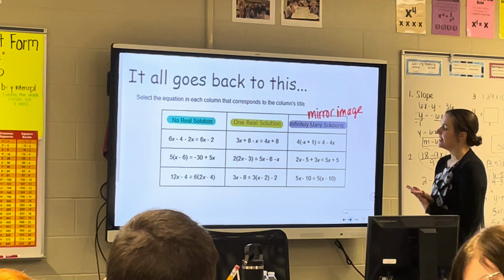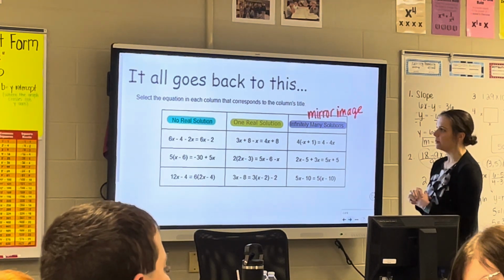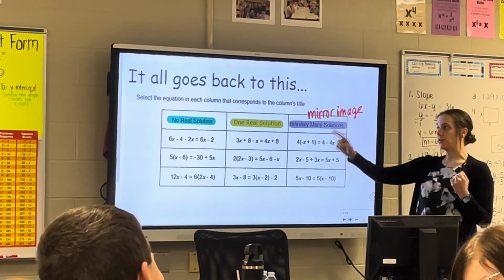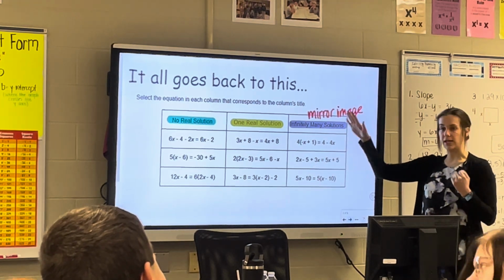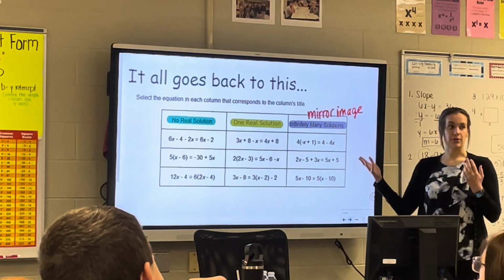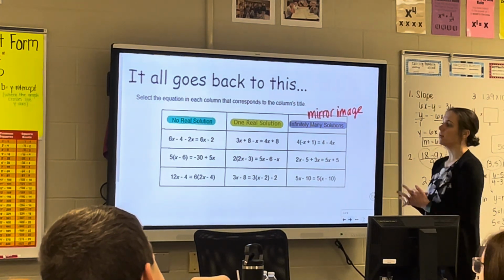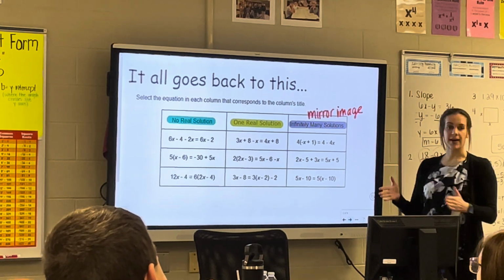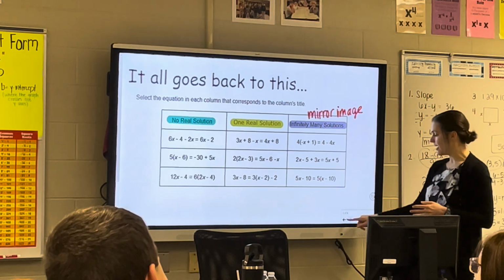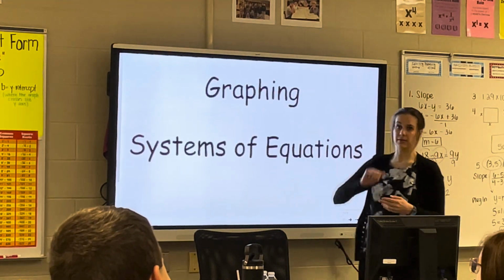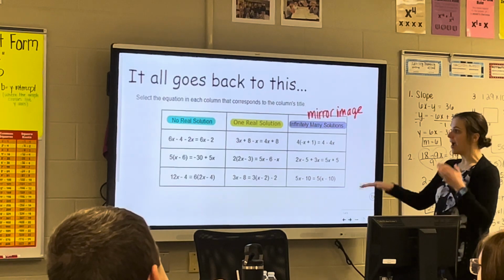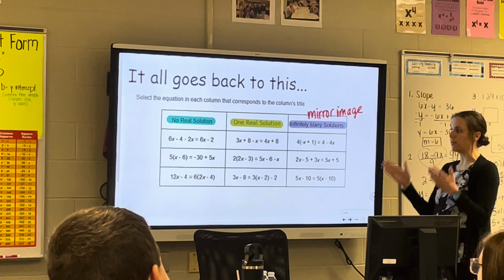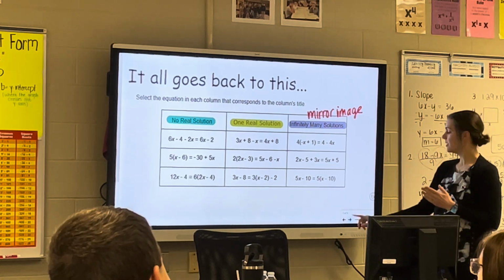So it all goes back to this. Do you guys remember learning about solving equations and then deciding if it had no solution, one solution, or infinite solutions? You remember that, okay? So it all goes back to this. If you know how to solve these, you're going to be just fine today. The only thing different about it is that we are graphing them, okay? So in other words, you're going to be graphing two lines, and then you're going to be deciding what happens when both of those lines are graphed.